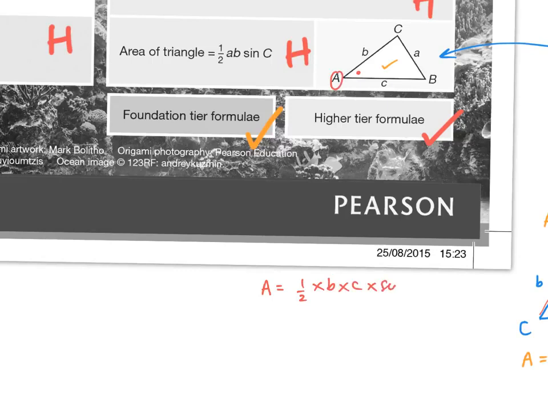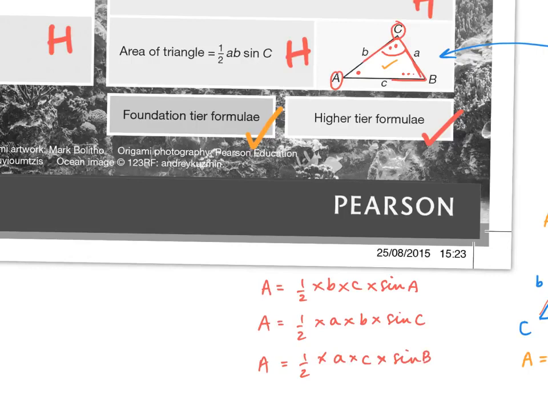The angle would be A, so times sine of A. However, if we wanted to use this angle instead, C, the area would be a half times, well, how is that angle made? We're using A and B, so it would be a half times A times B times the sine of the angle, that would be C in this case. Or, if we wanted to use this angle here, the one that A and C make, then the area would be a half times A times C times the sine of B.